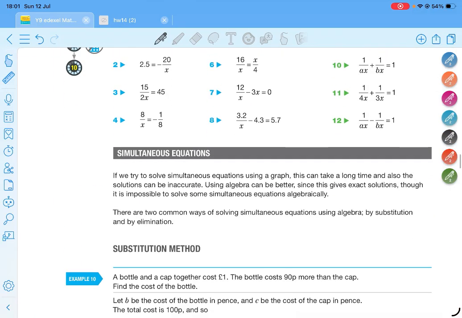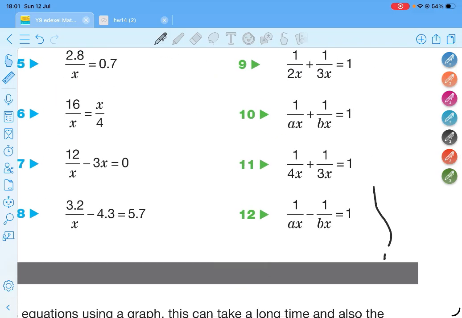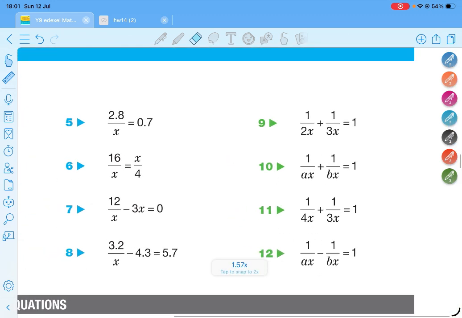Same thing, same concept, right? These are different questions.